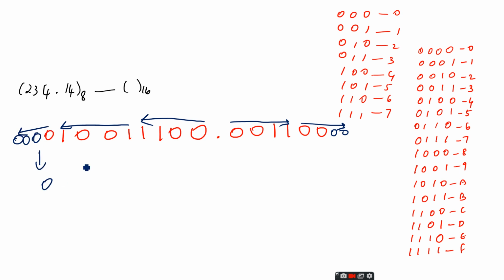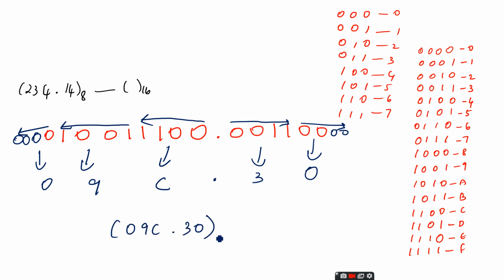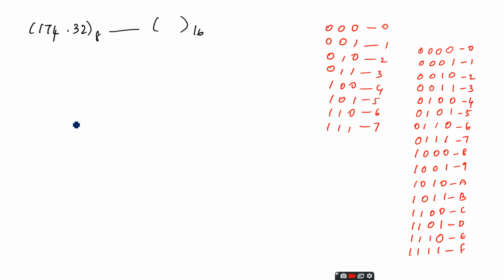Now 0000, then 1001, it is 9. 1100, it is C. Then point 0011, it is 3. Then 0000, it is 0. So the answer is 09C.30 base 16. This is the answer. Next question.